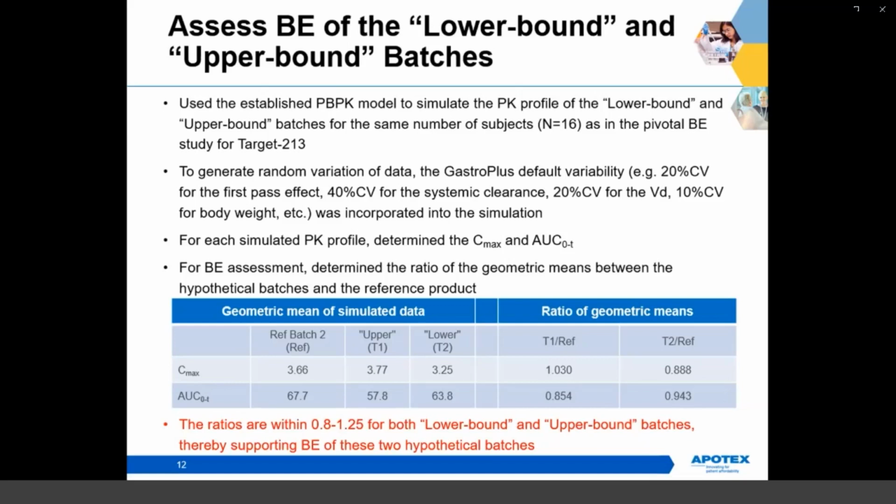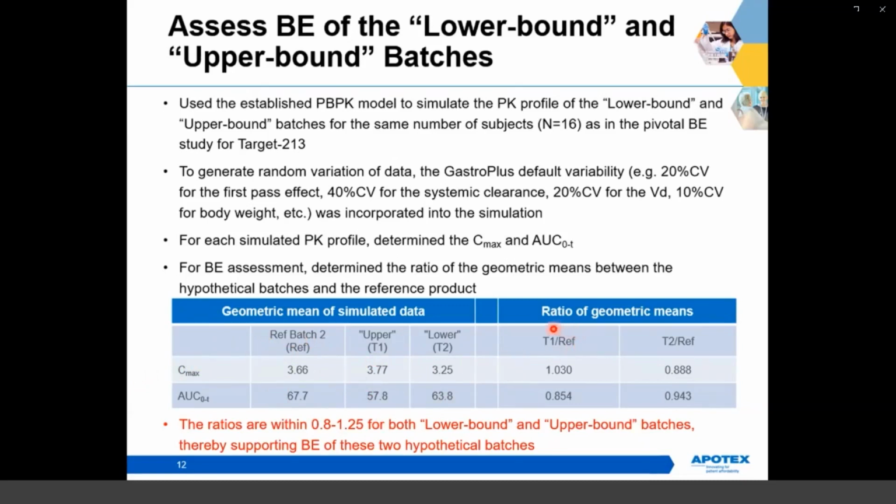Now, for each simulated PK profile, we determined the Cmax and AUCt value. For the BE assessment, we then determined the ratio of the geometric means between the hypothetical batches and the reference product. This table shows the geometric mean of the actual bio data for the reference product and the simulation data for the upper and the lower bound batches.